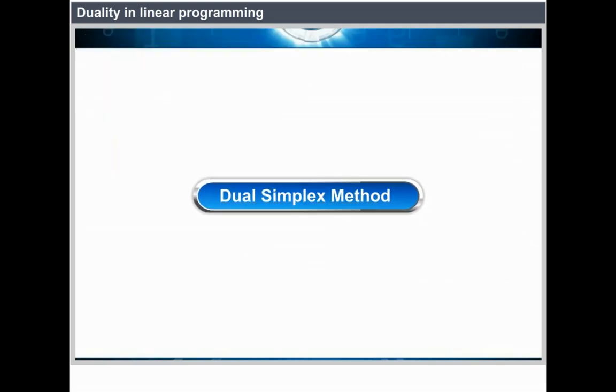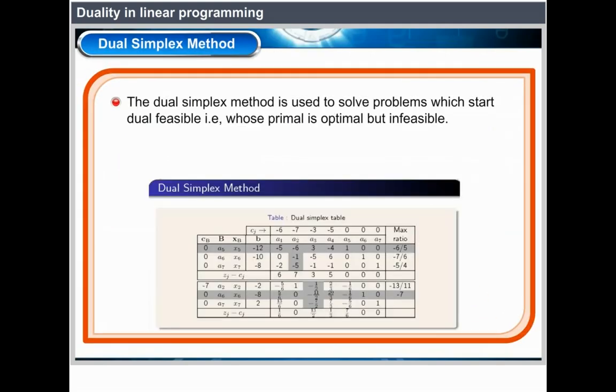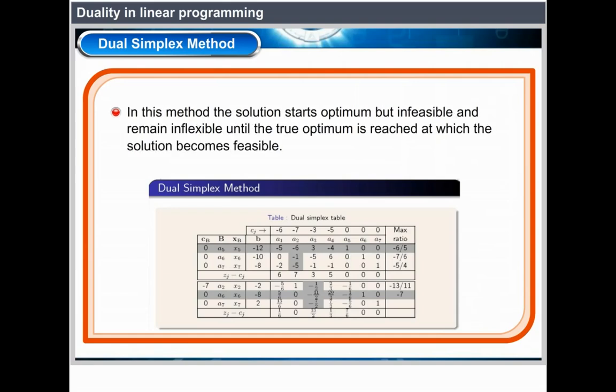Dual simplex method. The dual simplex method is used to solve problems which start dual feasible, that is, whose primal is optimal but infeasible. In this method, the solution starts optimum but infeasible and remains infeasible until the true optimum is reached, at which the solution becomes feasible.